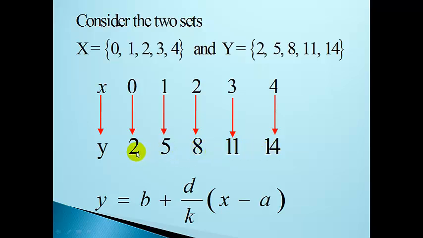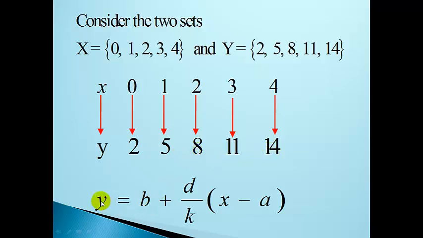Now, the difference between 2 and 5 is 3. The difference between 5 and 8 is 3. The difference between 8 and 11 is 3. And the difference between 11 and 14 is also 3. So because there is a common difference between consecutive images, this mapping is a linear mapping. A mapping is said to be linear if the difference between consecutive images is constant. So we can see that the difference is constant, that is 3 throughout.